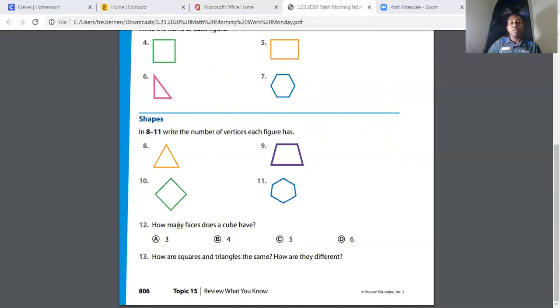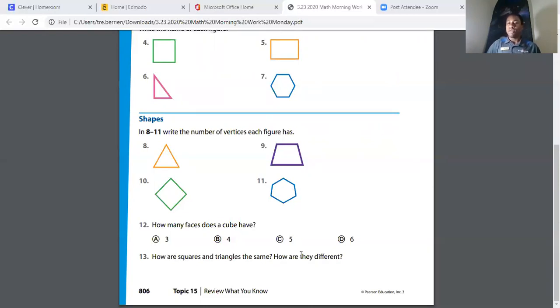Number 12, how many faces does a cube have? It's important that we remember what a cube is. It's a 3-dimensional figure. So it's important that we go ahead and draw that out the best we can if we're able to. And we should have figured out that a cube has 6 faces. Okay? Number 13, how are squares and triangles the same?